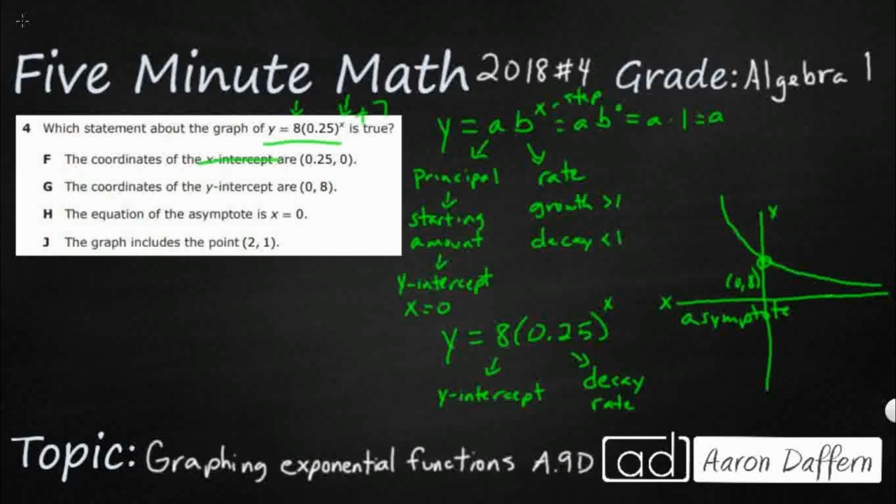Sure, that's exactly what we just said. The equation of the asymptote is x equals 0. Now, don't be fooled. x equals 0 is a vertical line. That's your y-axis. If they said y equals 0, that'd be correct. And then the graph includes the point 2, 1. Now, if you plug this in, and you make a 2 right here, that actually equals 0.5, not 1. So our answer here is G.